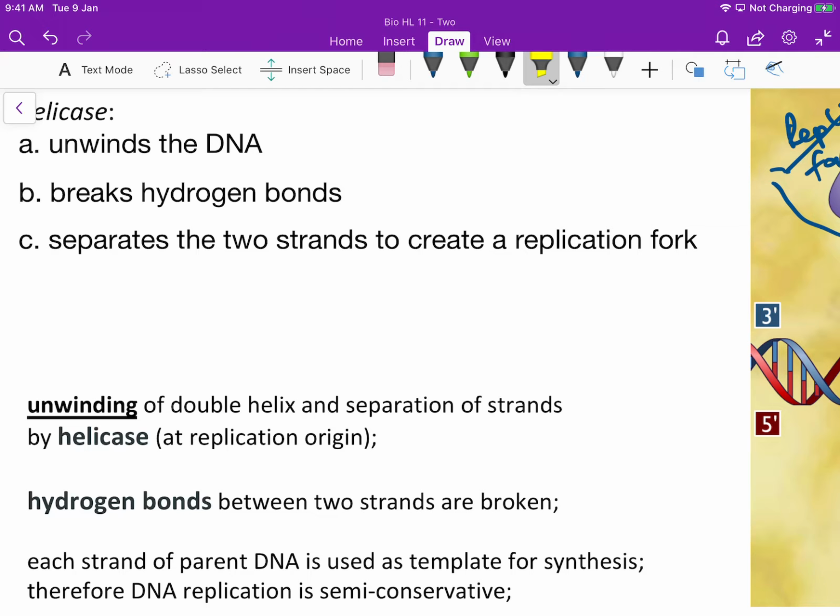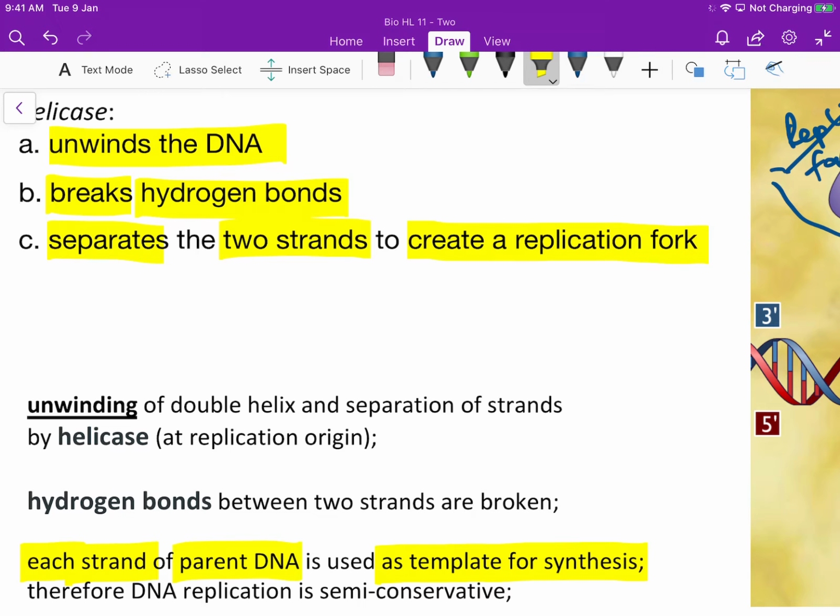So what we've seen so far is helicase unwinds the DNA by breaking hydrogen bonds, and it separates the two strands to create a replication fork. And now what we're going to do is use each strand of the parent DNA, so that's the original DNA, as a template for synthesis. So we're going to use the existing DNA to know what new bases, new nucleotides to add in. DNA replication is called semi-conservative.